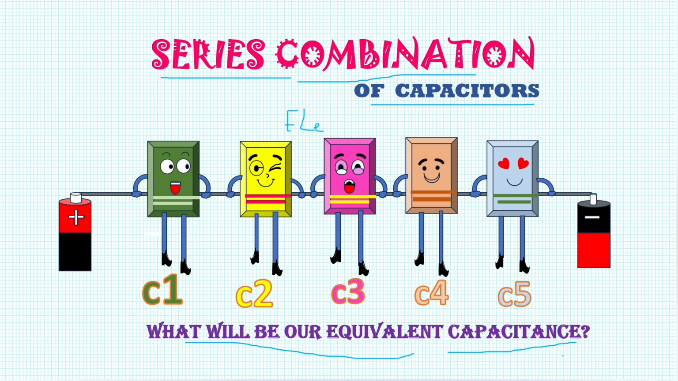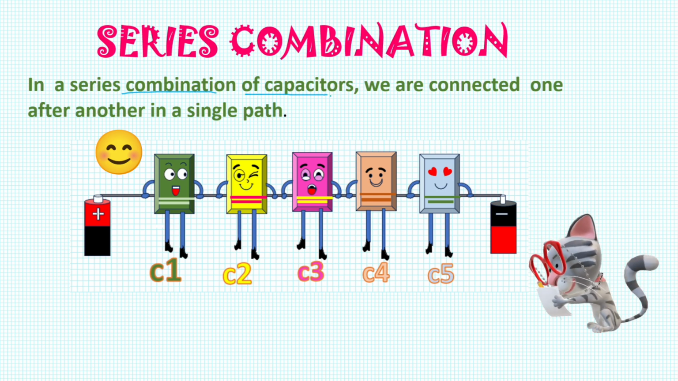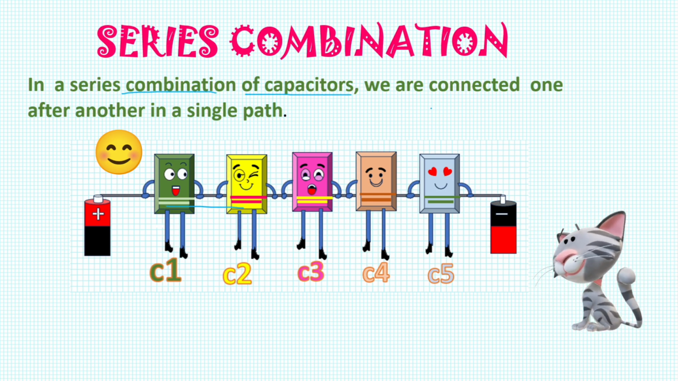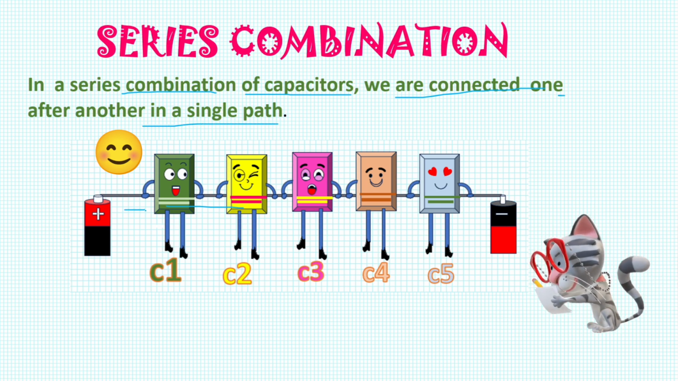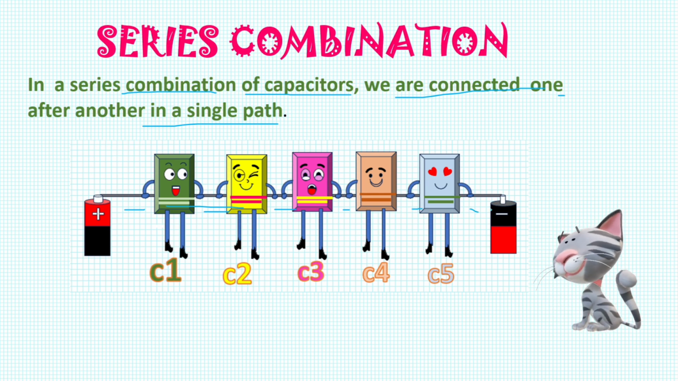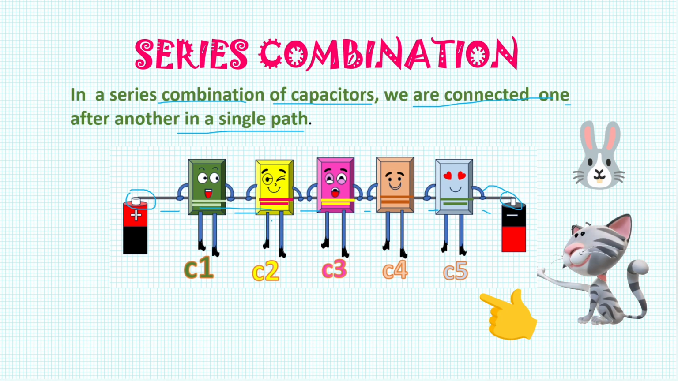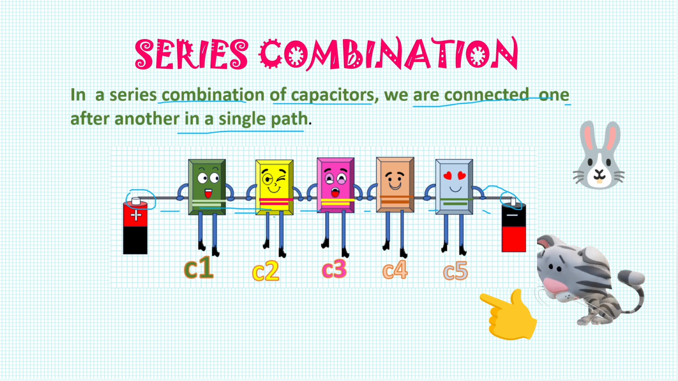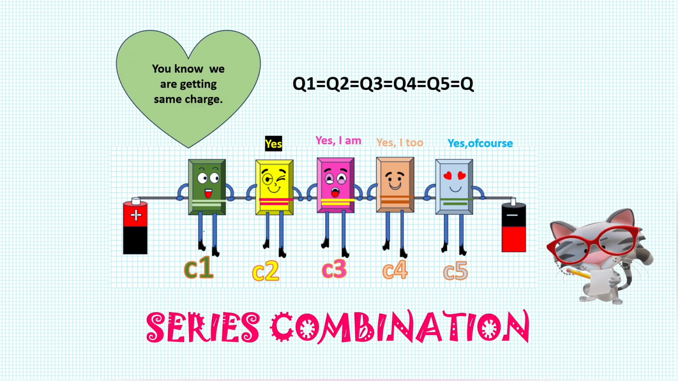Let's explore. In a series combination of capacitors, we are connected one after another in a single path. See how we are connected hand to hand and with the battery terminals. It means we are connected across a single path, having no diversion or other ways for current to flow. We all are getting the same charge.